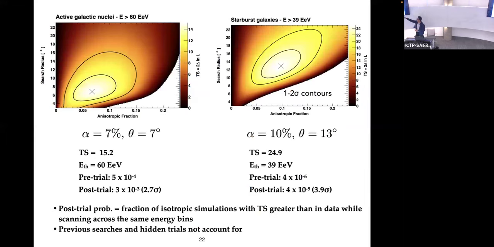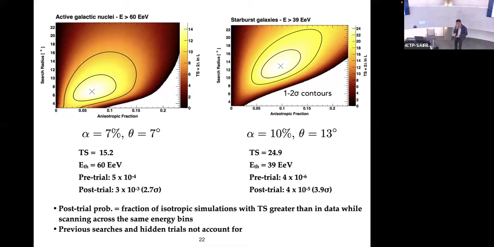In any case, the post-trial significance for the AGN is pretty low, so we are no longer considering this as a real excess. For the Starburst galaxies, we trust more in this 3.9 because these Starburst galaxies are very close by, a few tens of megaparsec. So it doesn't matter if you include or not GZK, the mean free path won't be too much altered.